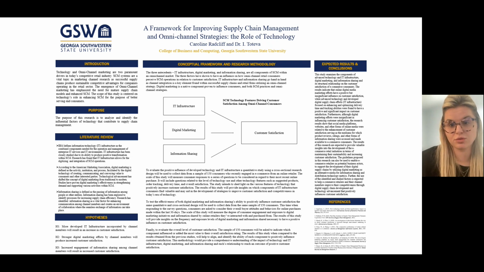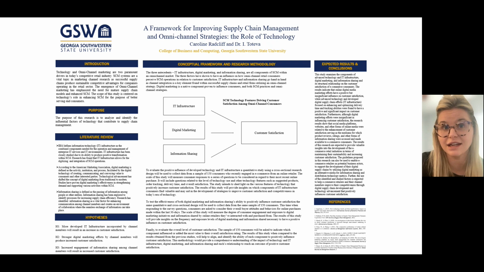So, if you take a look at the top here, my conceptual framework and research methodology, the three antecedents or components I chose were again IT infrastructure, digital marketing, and information sharing, as they're all components of supply chain management within an omni-channel market. The three factors have shown to have an influence on how omni-channel retail consumers perceive supply chain management from previous studies, and in relation to this study, how they affect or influence customer satisfaction. IT infrastructure and information sharing go hand in hand, as channel integration is a key element found within successful supply chains and also within retail firms who utilize an omni-channel strategy.